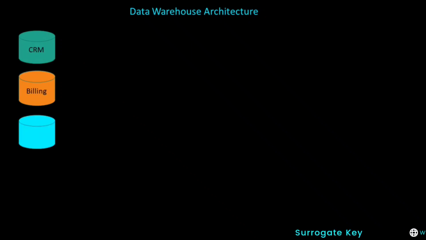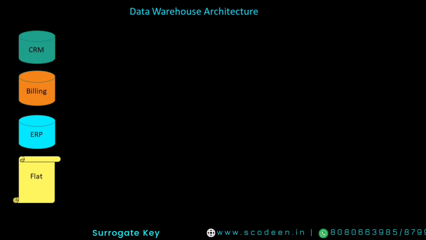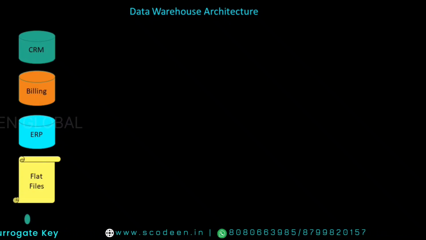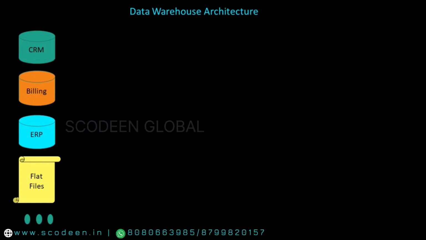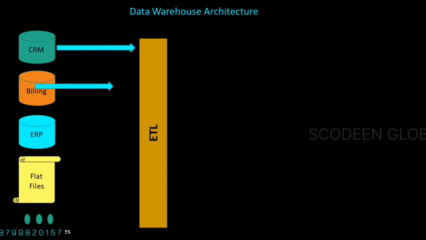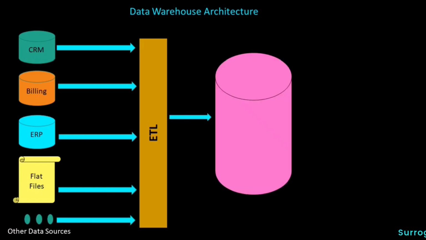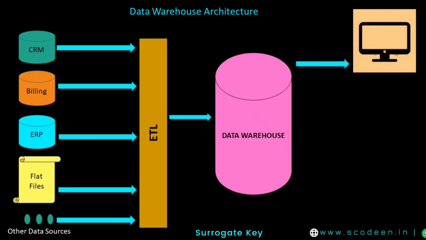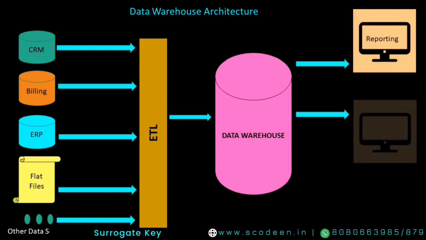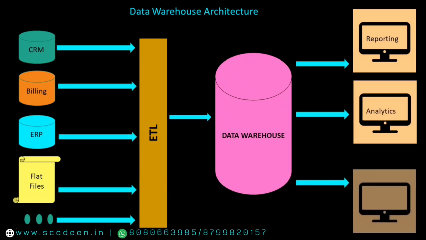So CRM, billing, ERP, and flat files are various types of source systems. The data from the source systems will be gathered in the staging area. Here, the ETL process will be used, that is extraction, transformation and loading. After that, the refined data will be loaded into the warehouse. From the warehouse, OLTP queries will be created. We can call it reporting, or it can be in terms of analytics or data mining.